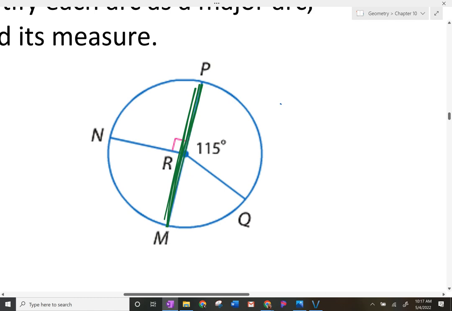All right, let's start talking some things. PRN, this angle right here, how many degrees is that? You can tell because of this little square thing. 90 degrees. I know this one's 90. Okay, NRM, this part down here will be how many degrees? 90 as well. Yeah, because again, it's a straight line. This is the stuff we did a couple chapters ago.